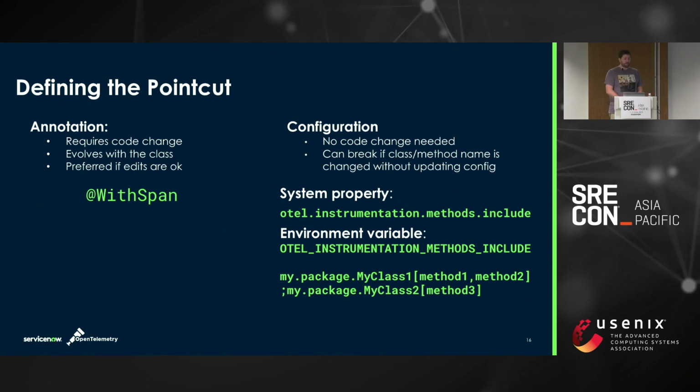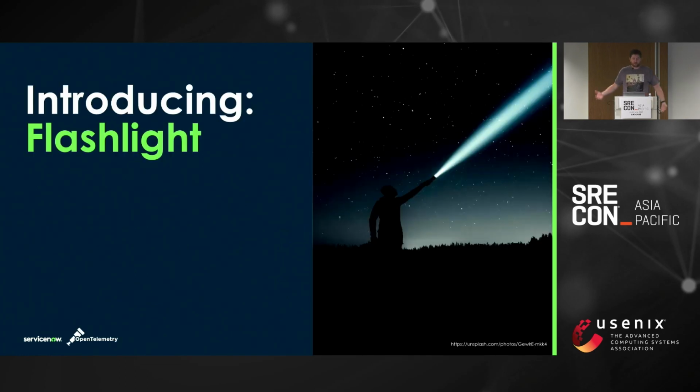Finding methods to instrument can be challenging on unfamiliar code bases. I wrote a tool to help identify candidates and provide configuration that you can use to apply and instrument them. Let me introduce you to Flashlight. Flashlight is a command line tool that scans a code base and displays candidate class and method names for instrumentation. These methods are identified using some heuristics that I'll talk about in a minute. The output of the tool is already in a format for configuring the OTel Java agent.